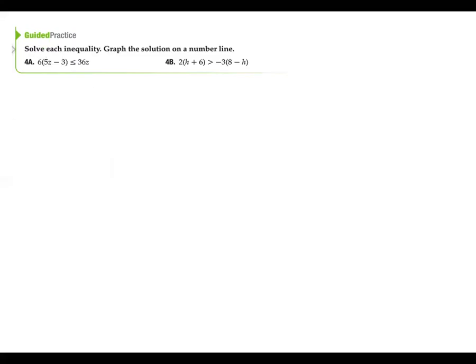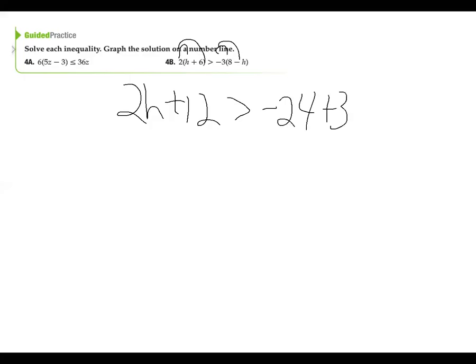All right, don't let number 4b trip you up. You just have to distribute to each one. So the 2 goes to the h plus 6, giving you 2h plus 12. And the minus 3 distributes here, giving you negative 24 plus 3h. Now, all I did was distribute. I didn't multiply or divide both sides by a negative or a positive. So I'm not going to worry about flipping this symbol yet until I solve the problem.